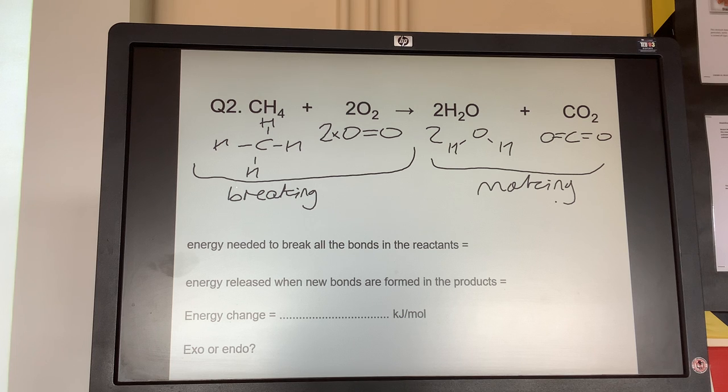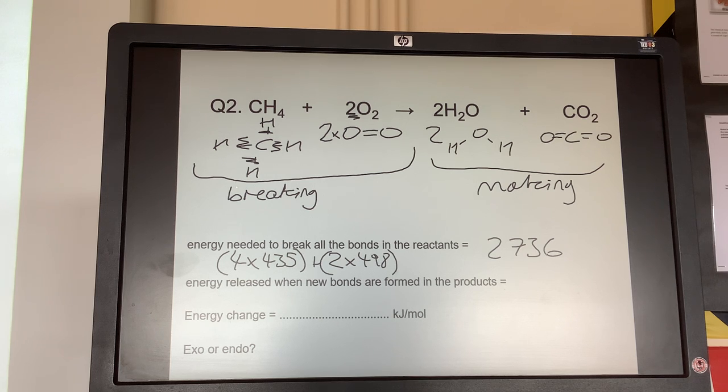We've got to look at, first of all, for the breaking here, we've got 1, 2, 3, 4. We've got 4 times a CH bond, and the CH bond is 435. Then we've got an OO bond, but there's 2 of them. So it's plus 2 times, I lost it then for a minute, times 498. That gives us a value of 2736.